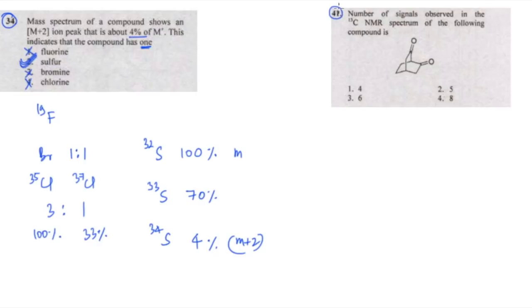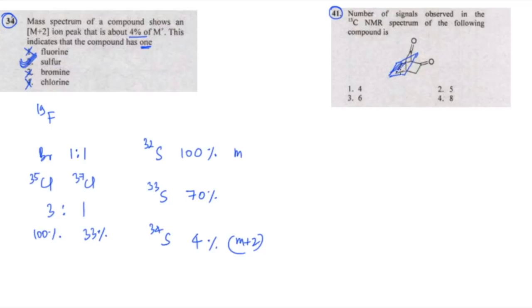Now talking about question number 41. It says the number of signals observed in the carbon 13 NMR spectrum of the following compound. Here is the compound given to you. It was a very simple question of 2 marks. You just have to visualize this compound. You can make a plane out of this molecule by bisecting it between these two oxygen-containing groups.